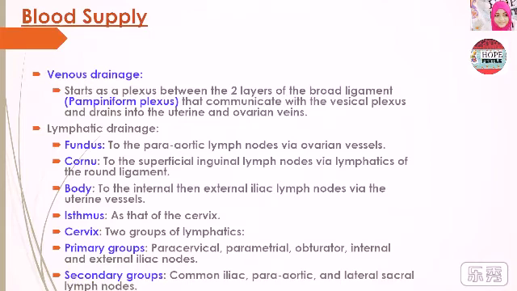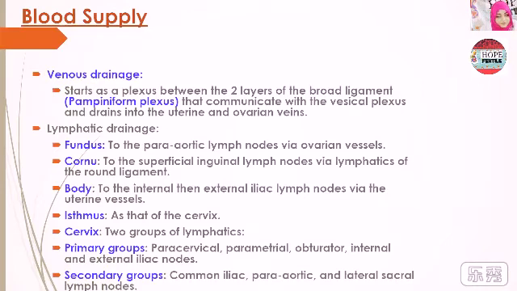So, venous drainage starts as a plexus between the two layers of the broad ligament, the pampiniform plexus, that communicates with the vesical plexus and drains into the uterine and ovarian veins. Lymphatic drainage: the fundus drains to the para-aortic lymph nodes via ovarian vessels. The cornu drains to the superficial inguinal lymph nodes via lymphatics of the round ligament. The body drains to the internal then external iliac lymph nodes via the uterine vessels.